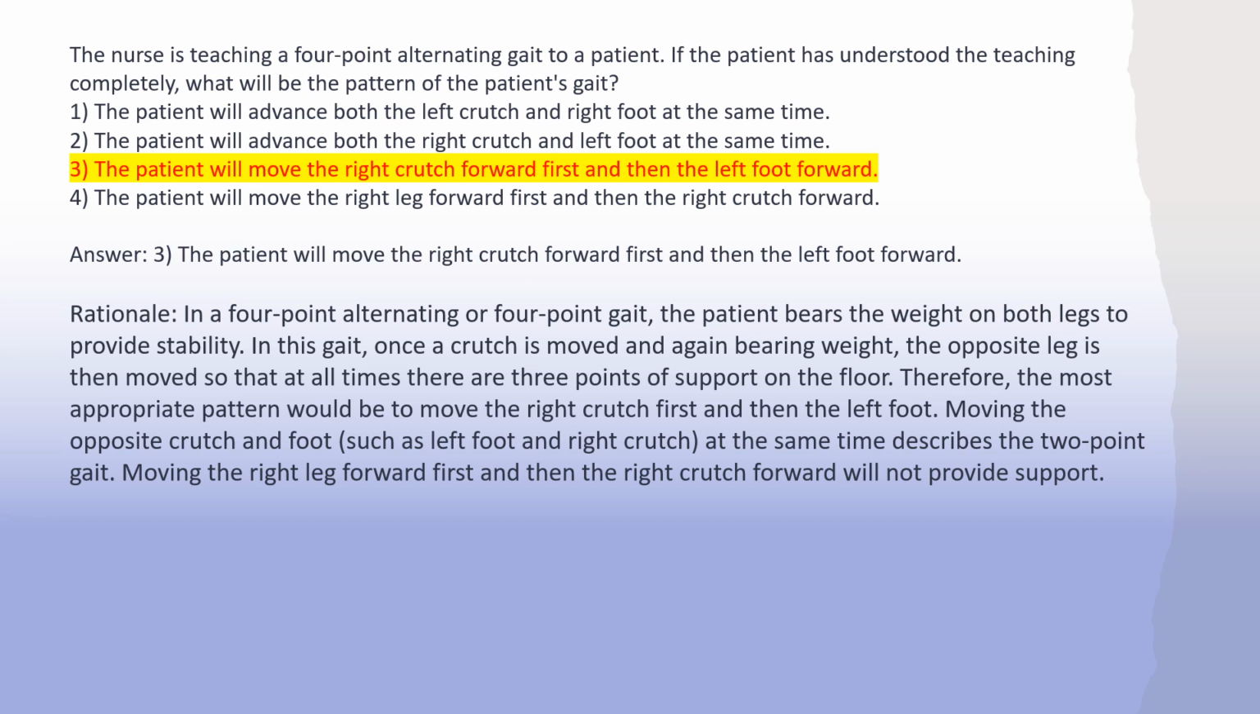Moving the opposite crutch and foot, such as left foot and right crutch, at the same time describes the 2-point gait. Moving the right leg forward first and then the right crutch forward won't provide support.